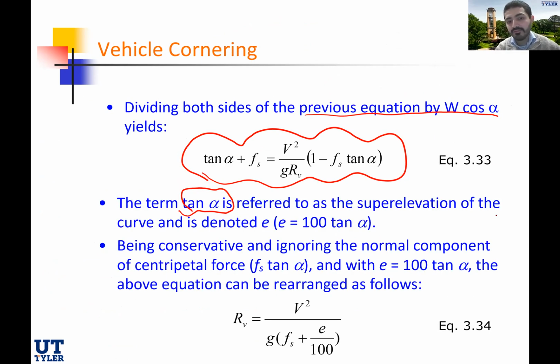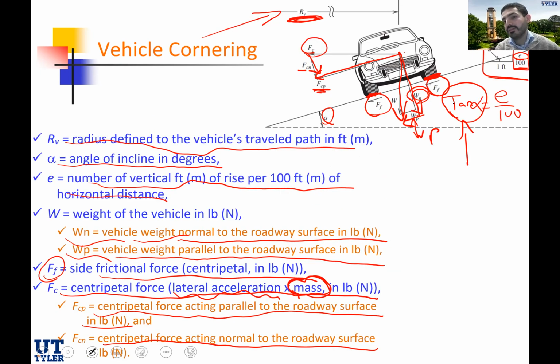So again, the super elevation of the curve is denoted as E, which, if you do the math, is equal to 100 times the tangent of alpha. Where did we get that from? You can go back to here. If the tangent of alpha is equal to E over 100, then E is equal to 100 times the tangent of alpha.